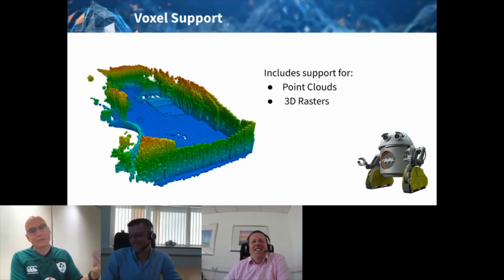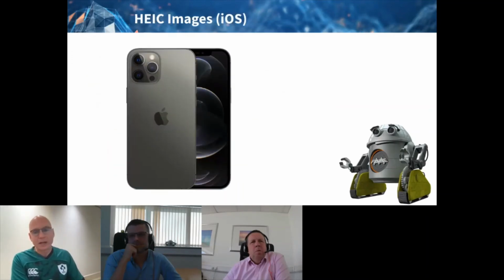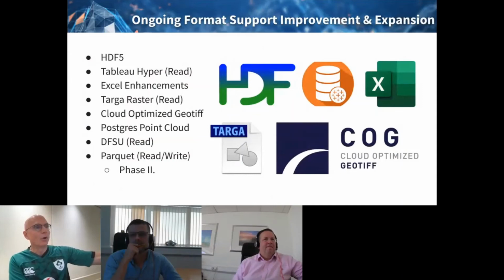So also Voxel support. That's a big deal. True Voxel support. And we're going to use that to also support point clouds and 3D rasters and things like that. So that's pretty exciting as well. The Apple iOS imagery format that they introduced that nobody supports, we'll support that. And then a whole list of other things that we're continuing on.